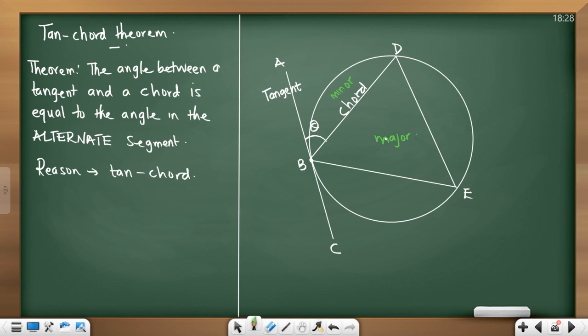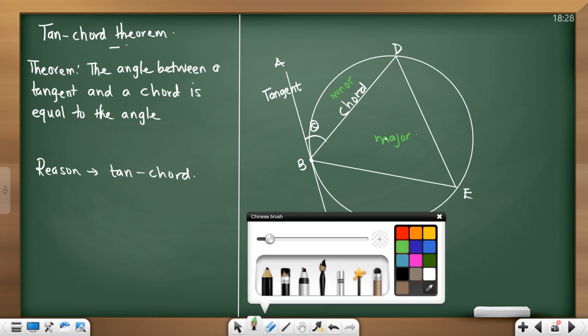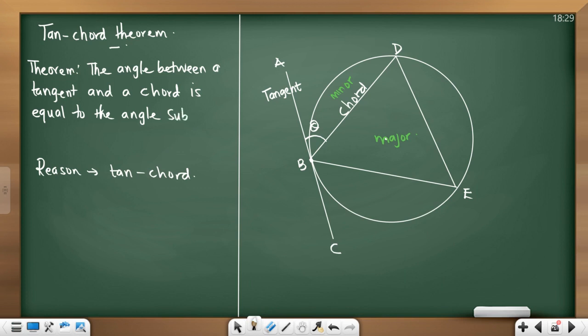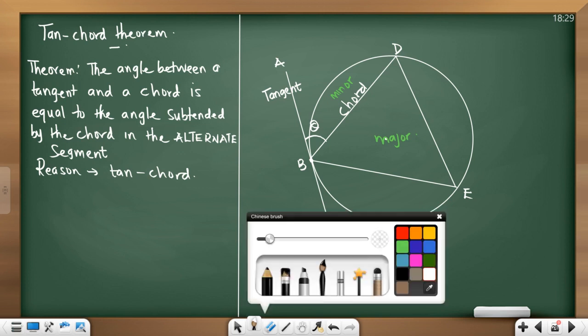Let me add something here. The angle subtended by the chord is equal to the angle subtended by the chord in the alternate segment. Again, I'm going to write this in capital: in the alternate segment. So our angle that we're looking at is in the minor, the angle that it is equal to would be in the major.